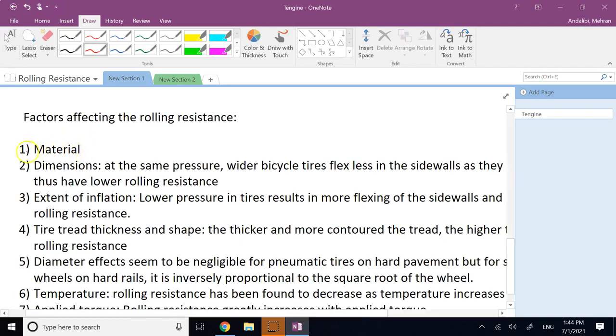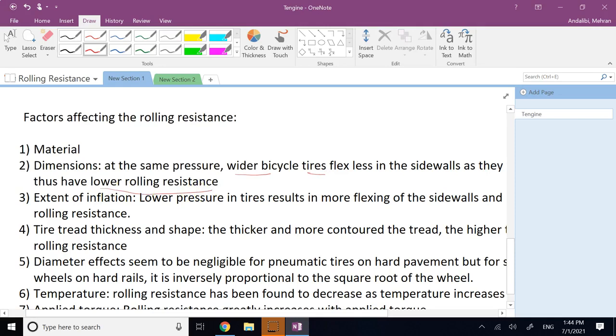Of course, if the material is more flexible and under load, it deforms more, you will have more of the hysteresis cycle, especially for many types of material like rubber, and you will have a higher chance of large rolling resistance values. Dimensions. If you have two tires with the same amount of inflation pressure, the one that has wider tires will have lower rolling resistance.